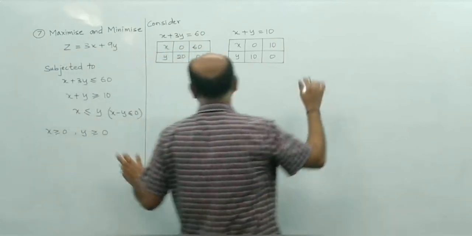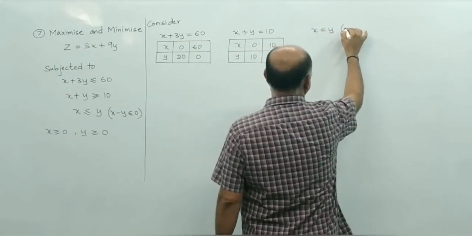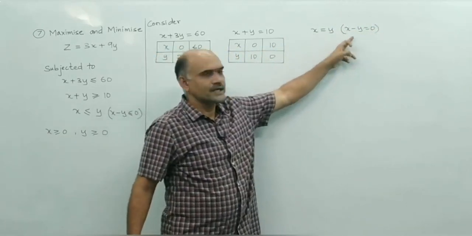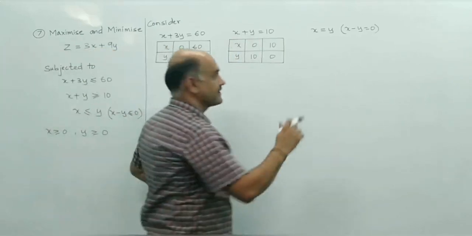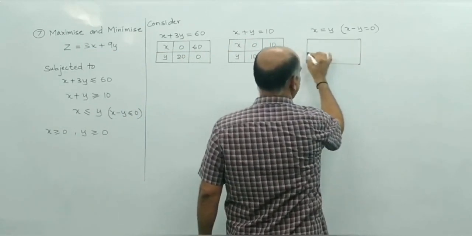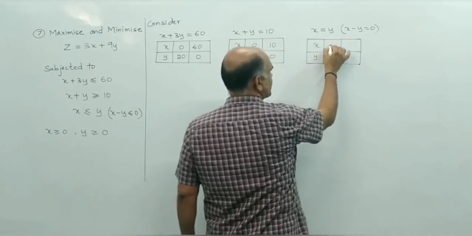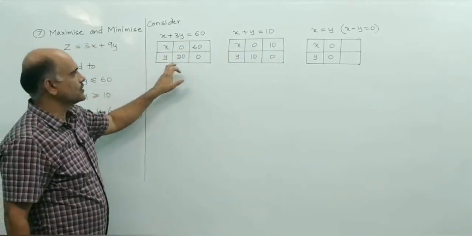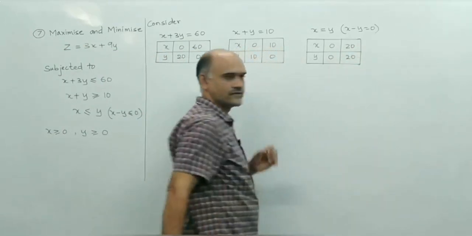Third equation, x is equal to y. X less than or equal to y, you can write in this form, or x minus y equal to 0. Keep it however you like, either way works. So again, if I find x and y values, when x is 0, y is 0. So it passes through the origin. Take some other point on it. If I take x as 20, you will get y also 20.